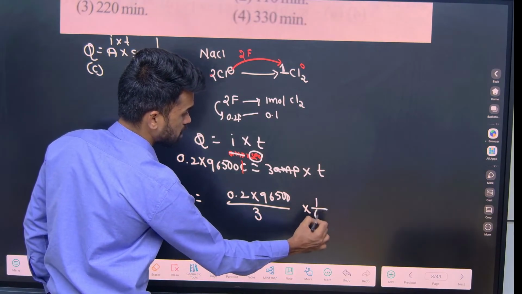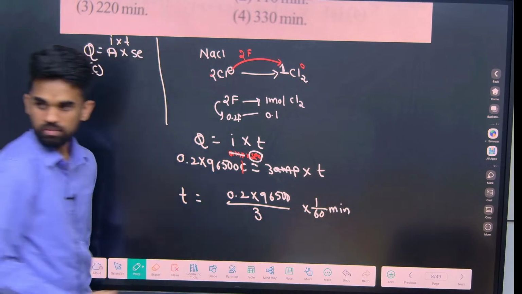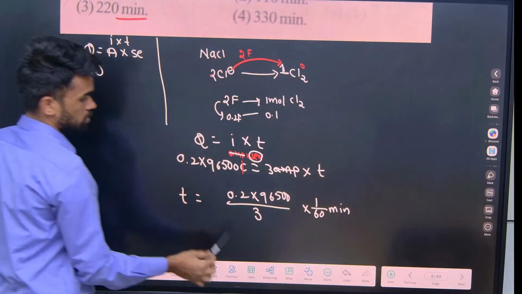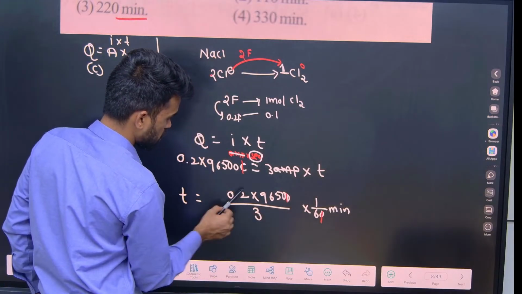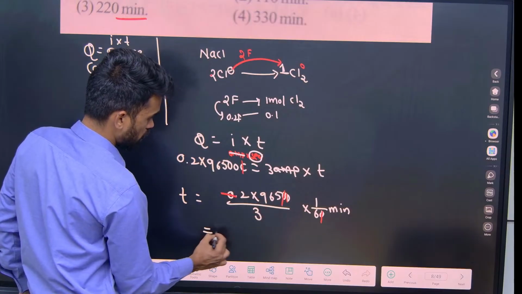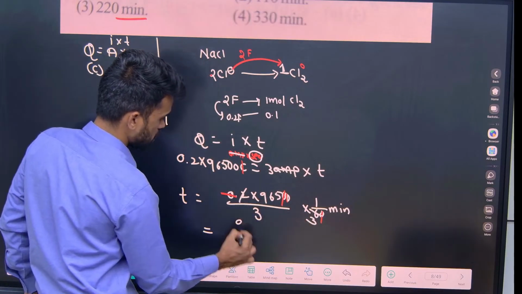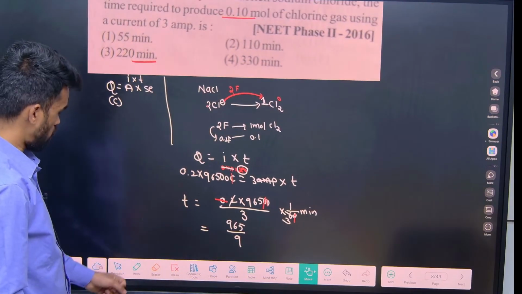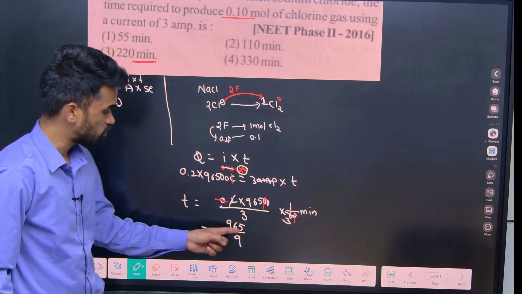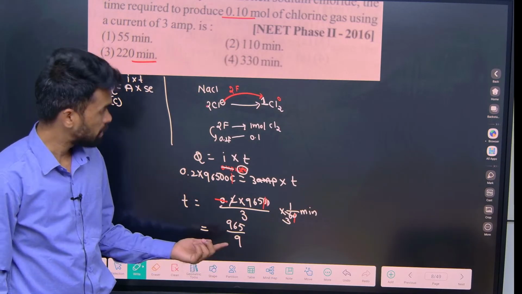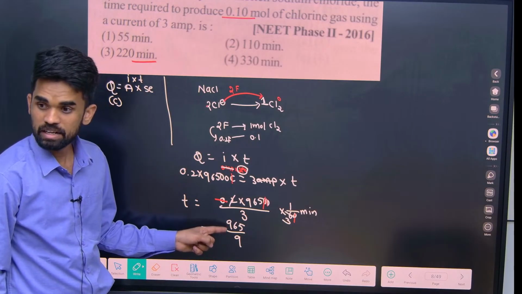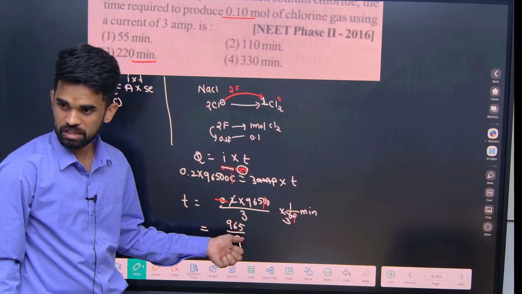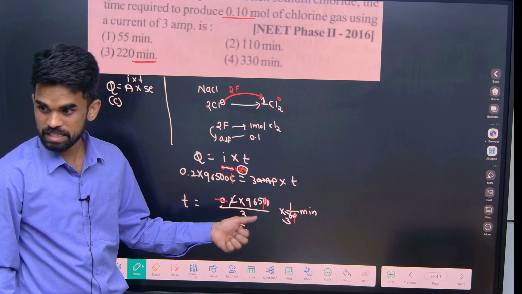So 1 second, 1 by 60 minute you can write, because the answer should be in minutes. Simplify like this. So we are going to get 965 by 9. Upon simplifying, see 965 by 9, how many times? 9 is there, 9 into 100 means 900. Extra 65 is there. Around 6 or 7 we will get now.